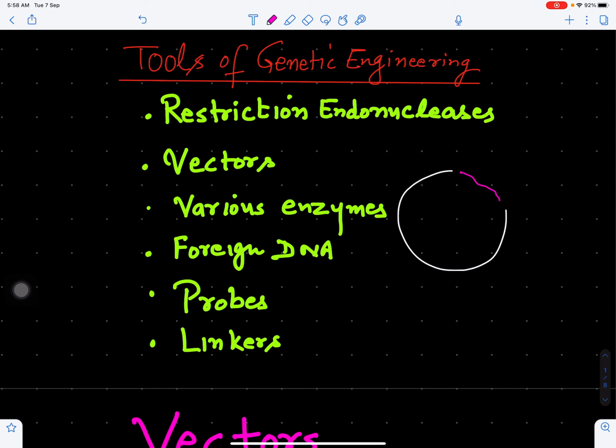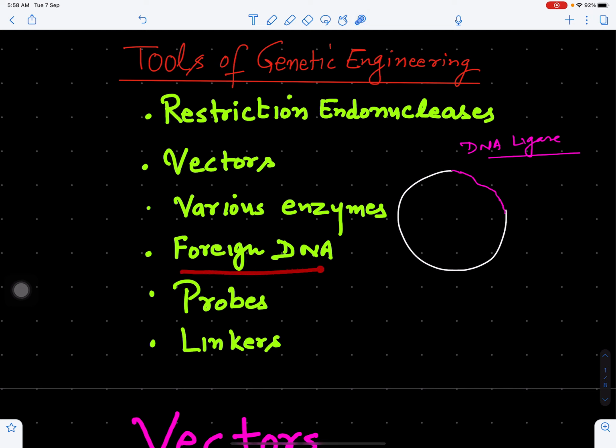So one, we said this can be done with the help of restriction enzyme, right? Now this DNA has to be combined with this DNA, right? Then we need the enzyme DNA ligase. There are many other kinds of enzymes that we'll discuss in the next video, which enzymes are required for use in genetic engineering. So various kinds of enzymes are required.